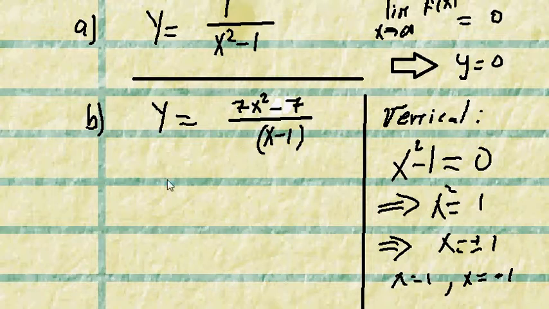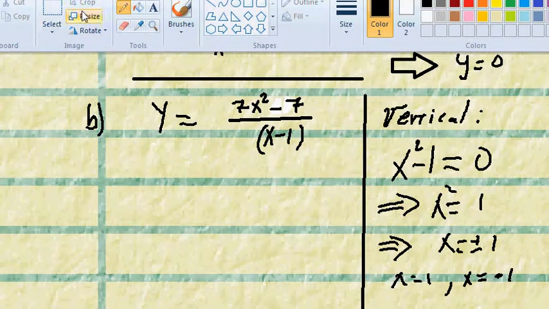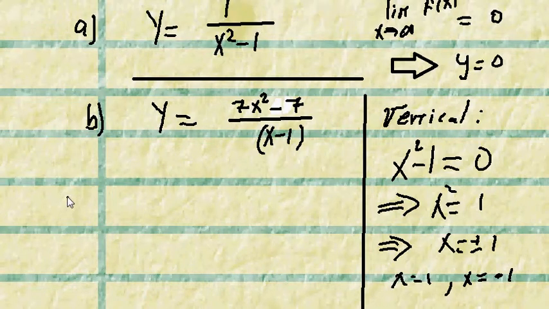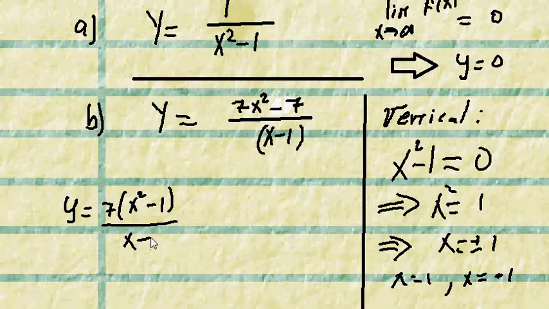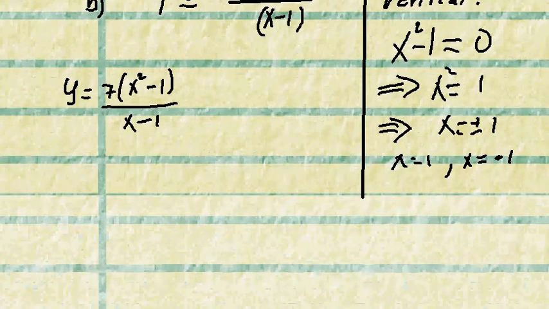Now let's work on part B. They're asking us to find the horizontal asymptote of this expression. I'm doing the horizontal asymptote. So I write y equals 7 times x squared minus 1, and this is being divided by x minus 1.